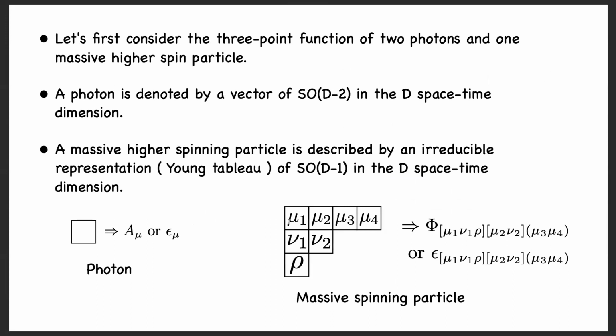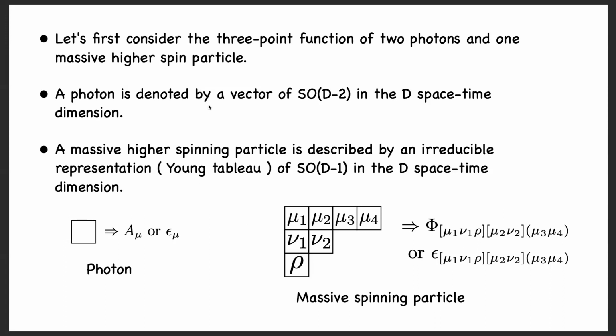Now that we know how to represent the reducible representation in terms of Young tableau, we can construct the three-point function. As I mentioned, any interaction term in the three-point function should be a Lorentz scalar. So I have to construct a scalar out of the fields of the massive particles and the massless one, or in principle, out of this Young tableau.